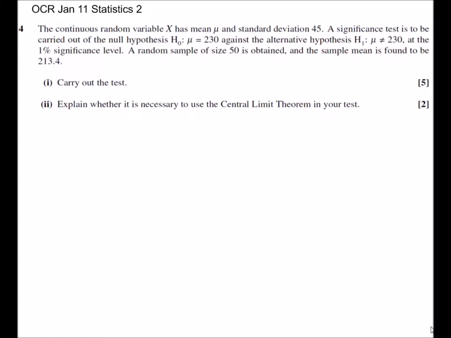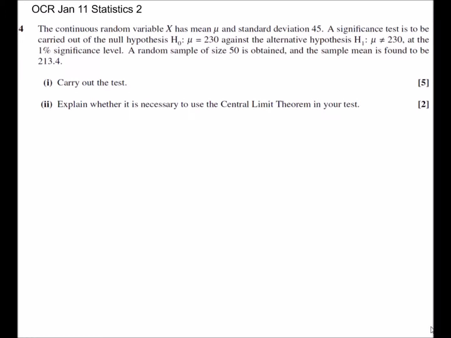A significance test is to be carried out of the null hypothesis H0 that the mean is 230 against the alternative hypothesis H1 that the mean is not 230 at a 1% significance level. A random sample of size 50 is obtained and the sample mean is found to be 213.4. Part I, carry out the test.